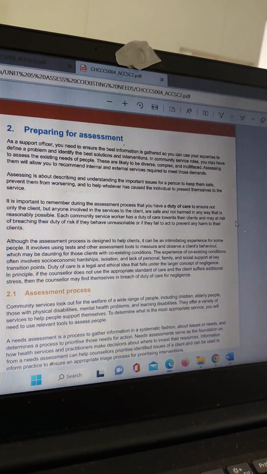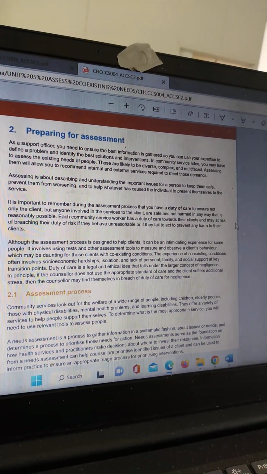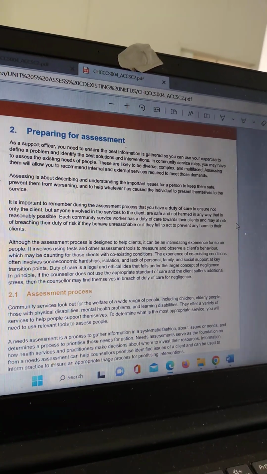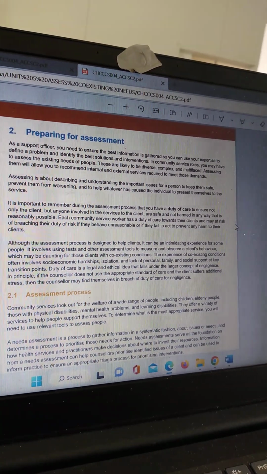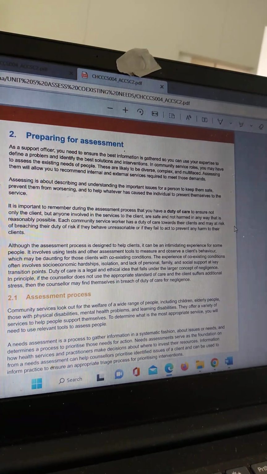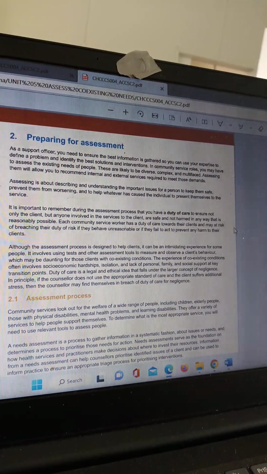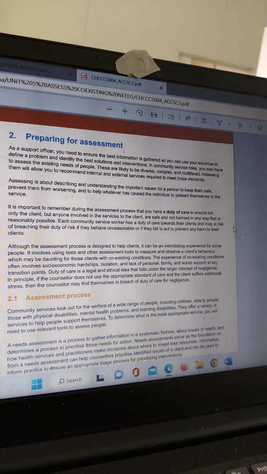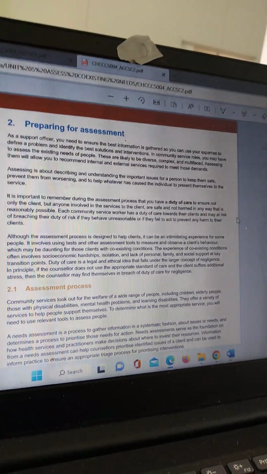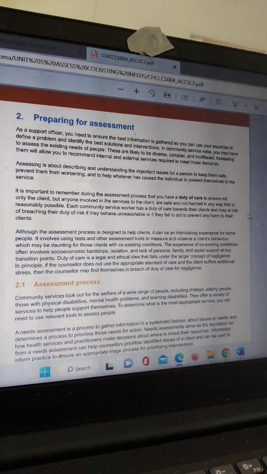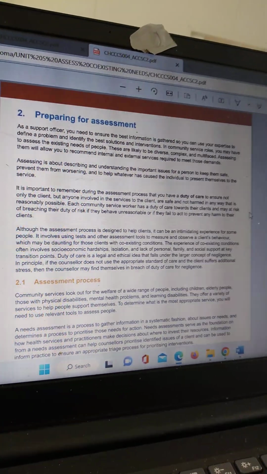Each community service worker has a duty of care towards their clients and may be at risk of breaching their duty of care if they behave unreasonably or if they fail to act to prevent any harm to their clients. It's supposed to say may be at risk. So that's legal terms that you need to know and be able to talk about.